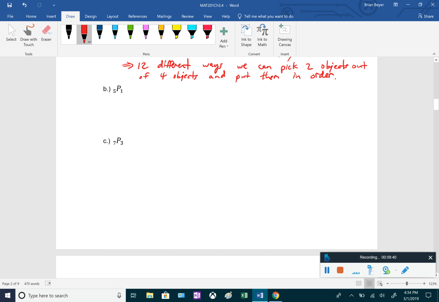So let's do another one. So let's do 5P1. This is saying how many different ways can we pick 1 object out of 5 objects and put them in order. So this is going to be 5 factorial, just using the formula, over 5 minus 1 factorial, equals 5 factorial over 4 factorial.